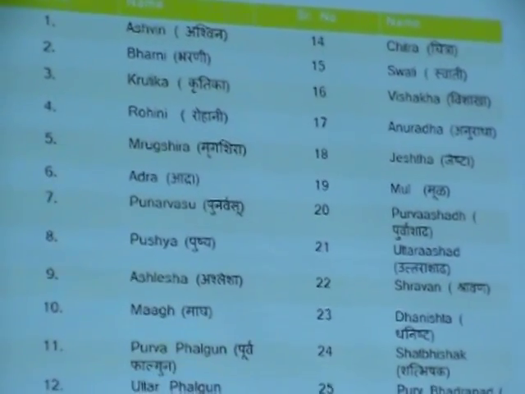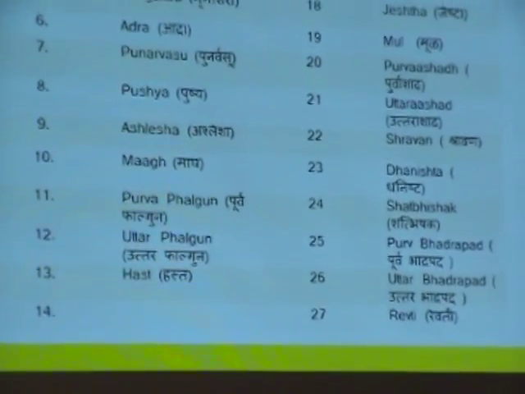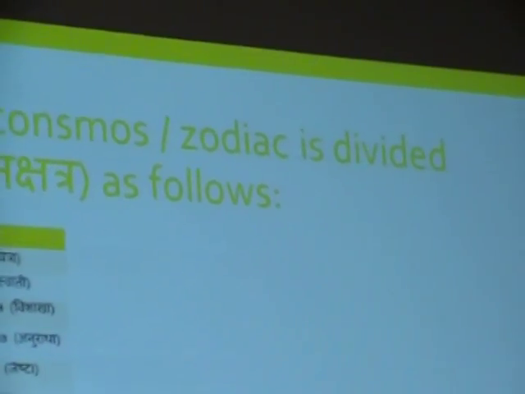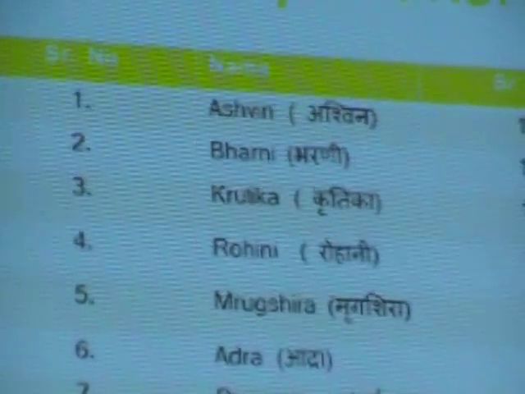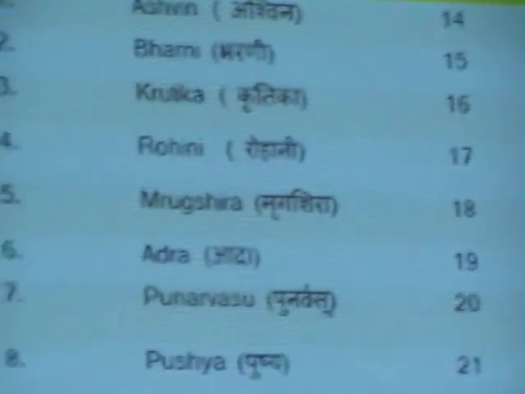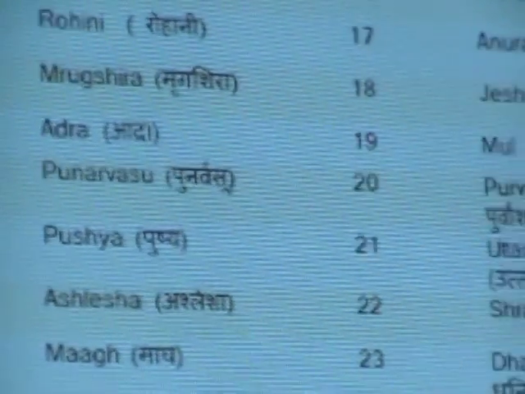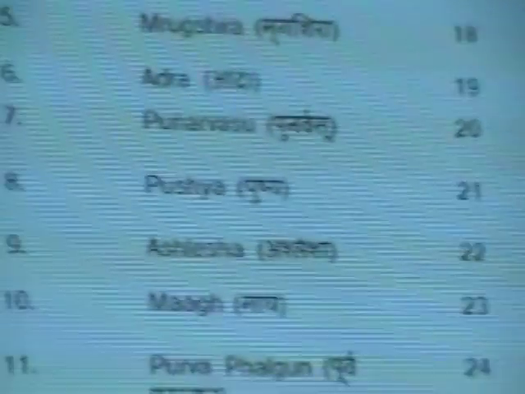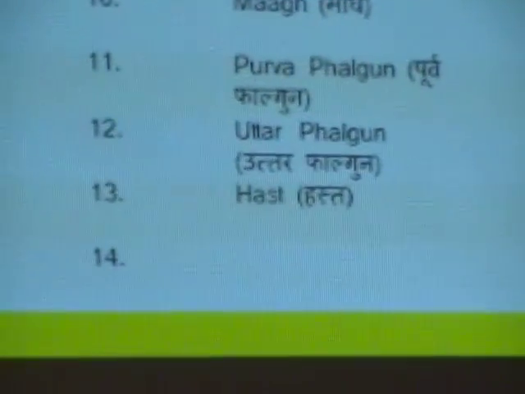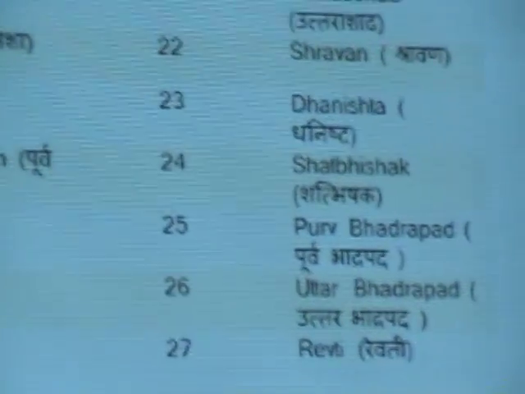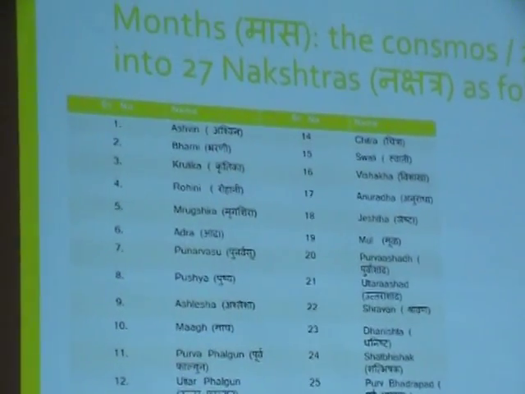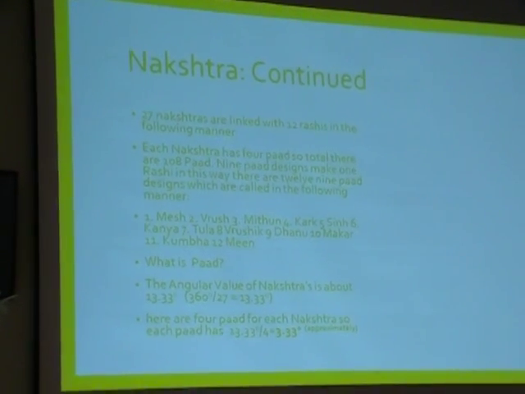Then the cosmos or zodiac, the outermost, is considered stationary. That is divided into 27 nakshatras. And in one month, all these go one by one.